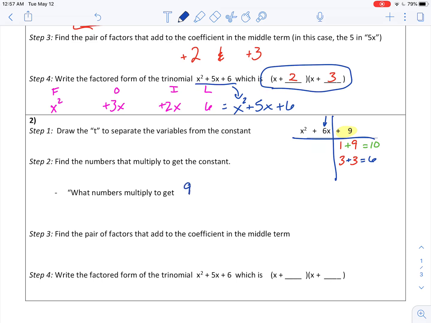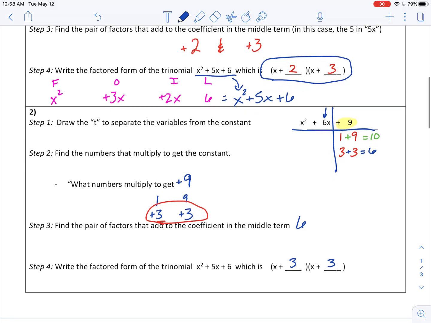I wanted to know what two numbers multiply to get 9, because that's my last term. We said 1 and 9, 3 and 3. And I wanted to find the pair of factors that added to the middle term, which is 6. We said that 3 and 3 would do that. So then I'll just write x plus 3 and x plus 3, because this was a positive 3 and a positive 3 to get positive 9. We could FOIL that out and check it again, but it will work.